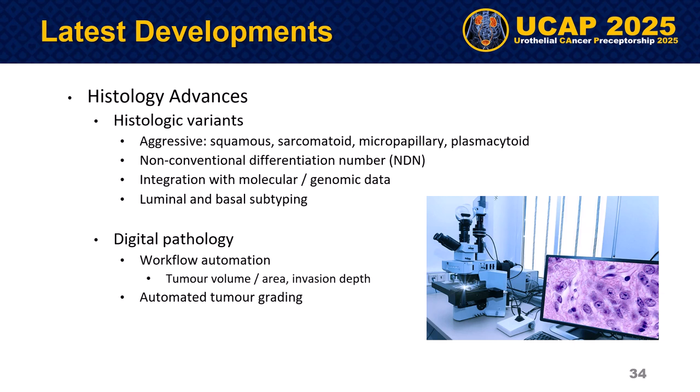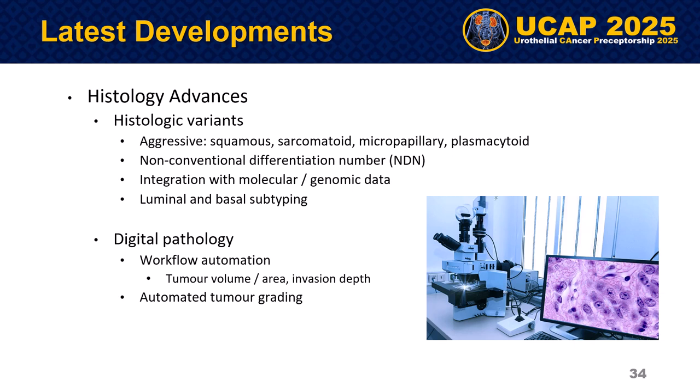Integrating histology with molecular and genomic data unlocks personalized insights. Luminal tumors defined by FGFR3 mutations often respond well to targeted therapies, while the basal subtype enriched with P53 alterations may require an aggressive multimodal approach. The synergy between morphology and genomics is also reshaping prognostic models.